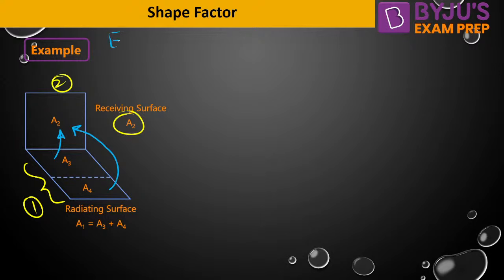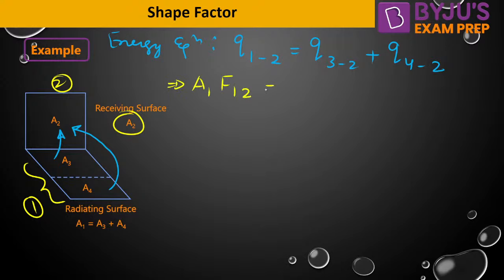Can we write the energy equation as Q1 to 2 is equal to Q3 to 2 plus Q4 to 2? Do you agree or not? Q1 to 2 can be written as Q3 to 2 plus Q4 to 2. And from the relation, Q1 to 2 is proportional to A1 F1 to 2, which is equal to Q3 to 2 written as A3 F3 to 2, plus Q4 to 2 written as A4 F4 to 2, isn't it?